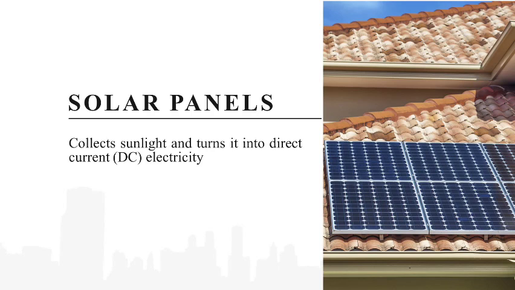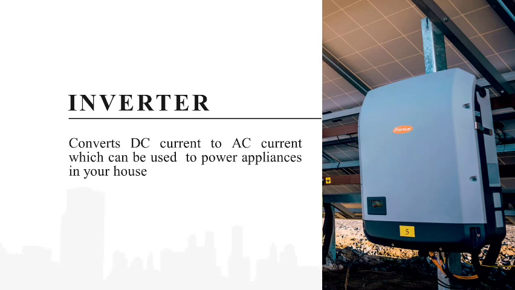This is the solar power at home. First is the EcoSolargy solar panel. Collects sunlight and turns it into direct current electricity. Second is inverter. Converts DC current to AC current, which can be used to power appliances in your household.